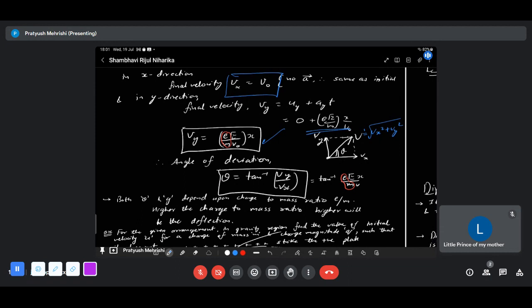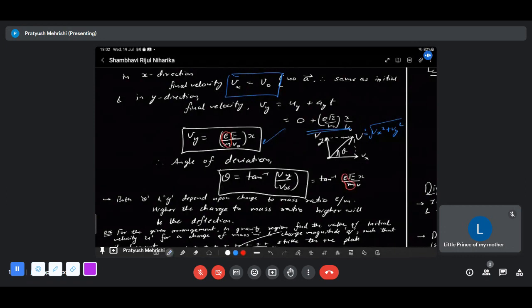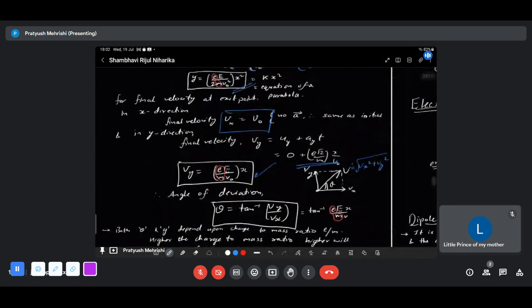Here, one thing is clear to us, that the final velocity and the angle both are dependent on the charge to mass ratio, E by m. Higher the charge to mass ratio, higher will be the deflection. Theta will be greater and y will also be greater.